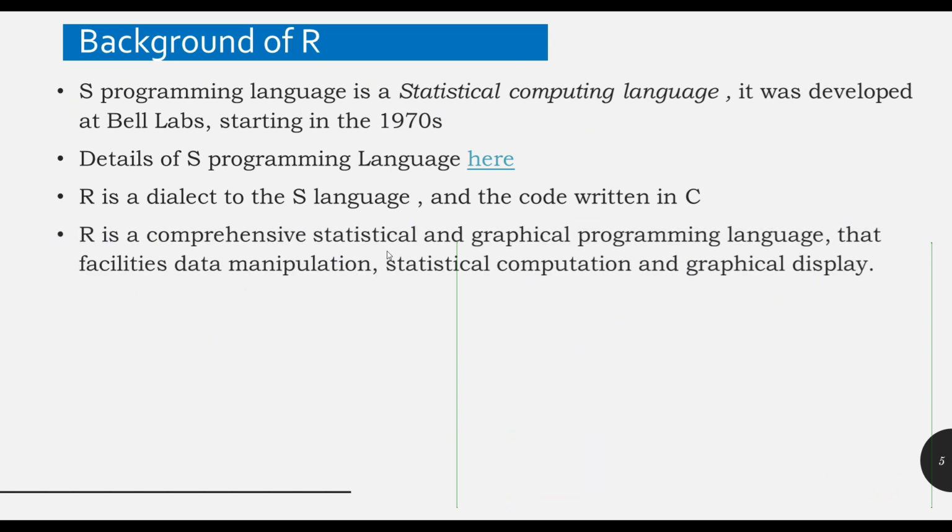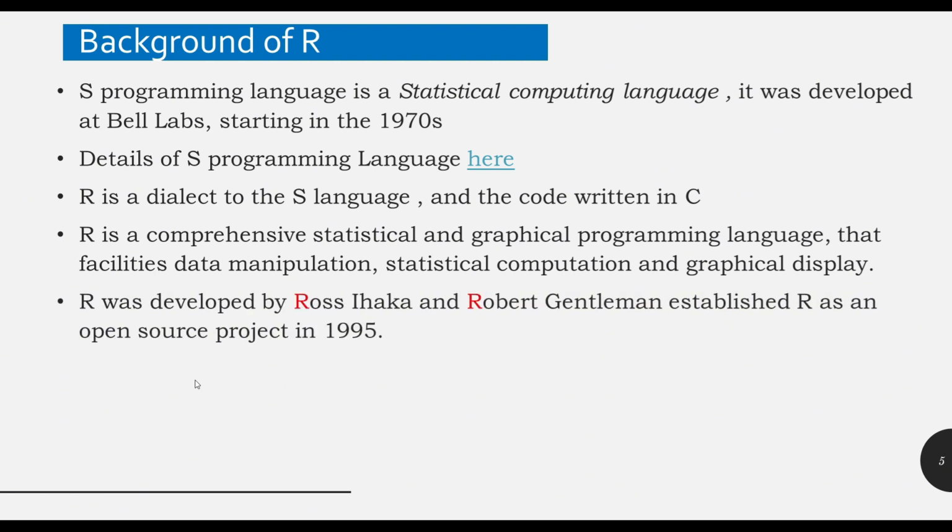R is a comprehensive statistical and graphical programming language that facilitates data manipulation, statistical computation, and graphical display. R was developed by Ross Ihaka and Robert Gentleman, and it was established as an open source project in 1995. R is an interpreted language.